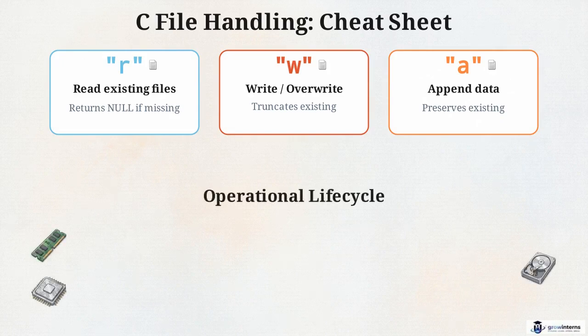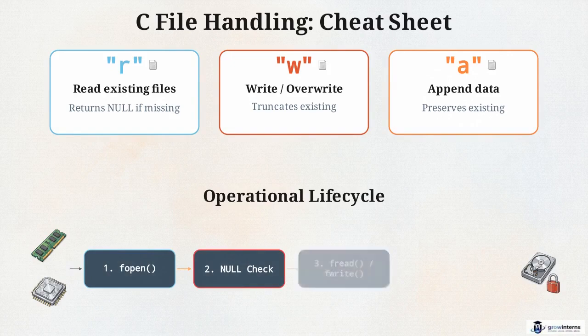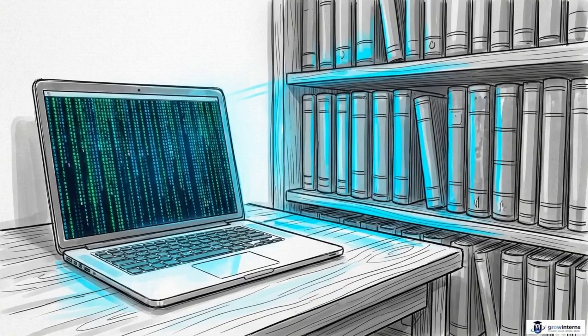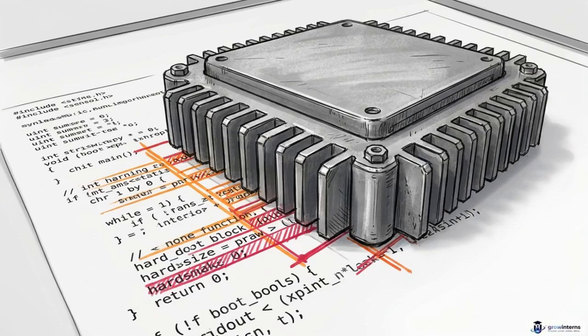Keep this lifecycle in mind. Open the file, immediately check for a null pointer, execute your read or write loop, and close the file to release the resource. When you command the file system, your program's work exists outside of the execution window. You are now writing code that stores, structures, and interacts with the world permanently.